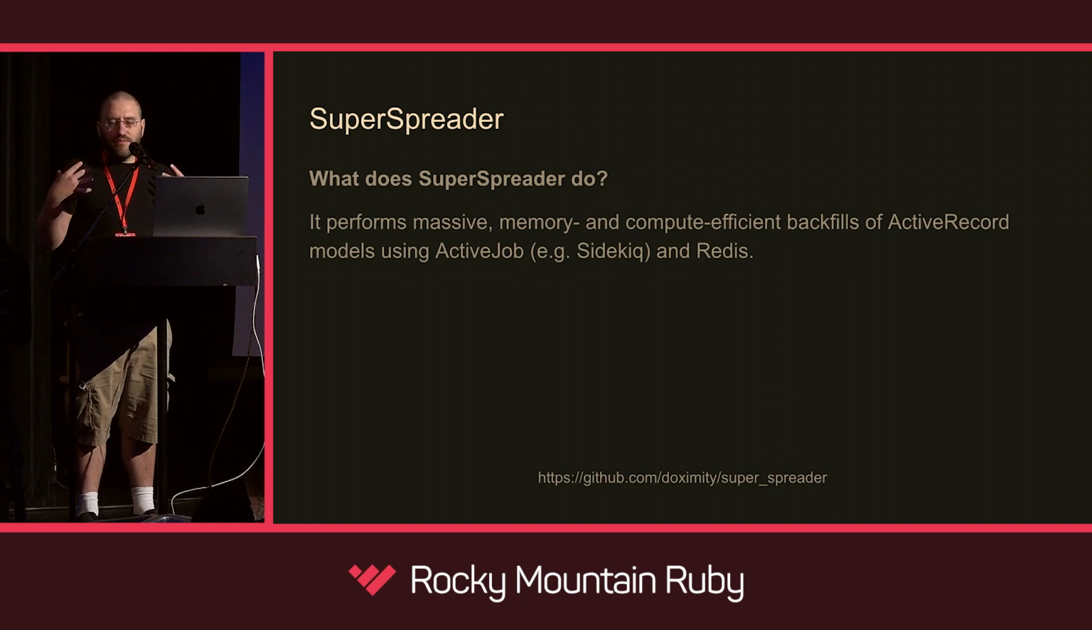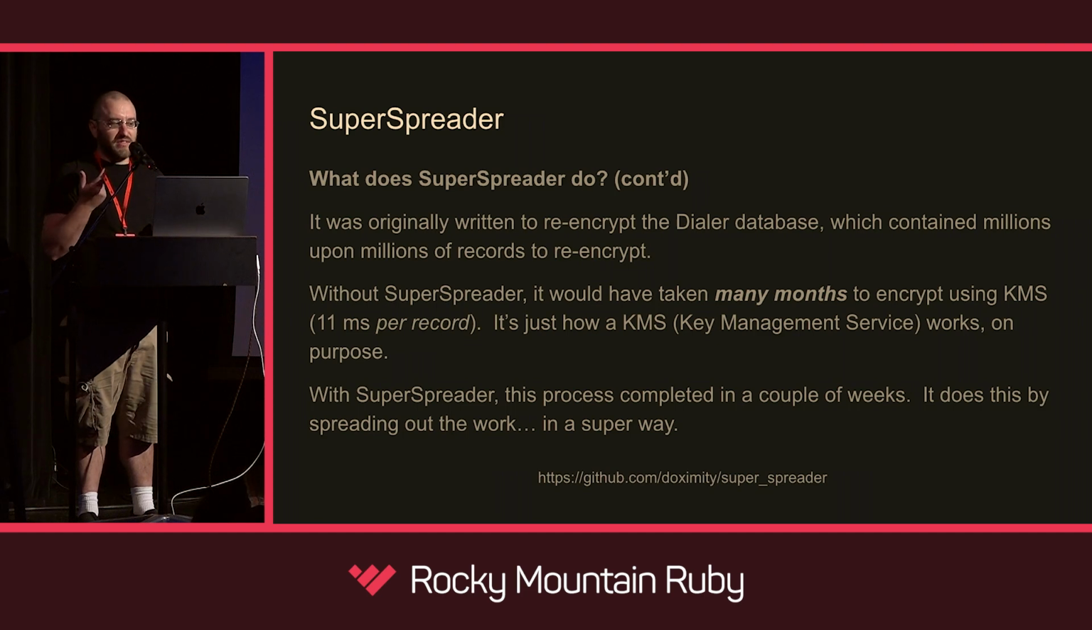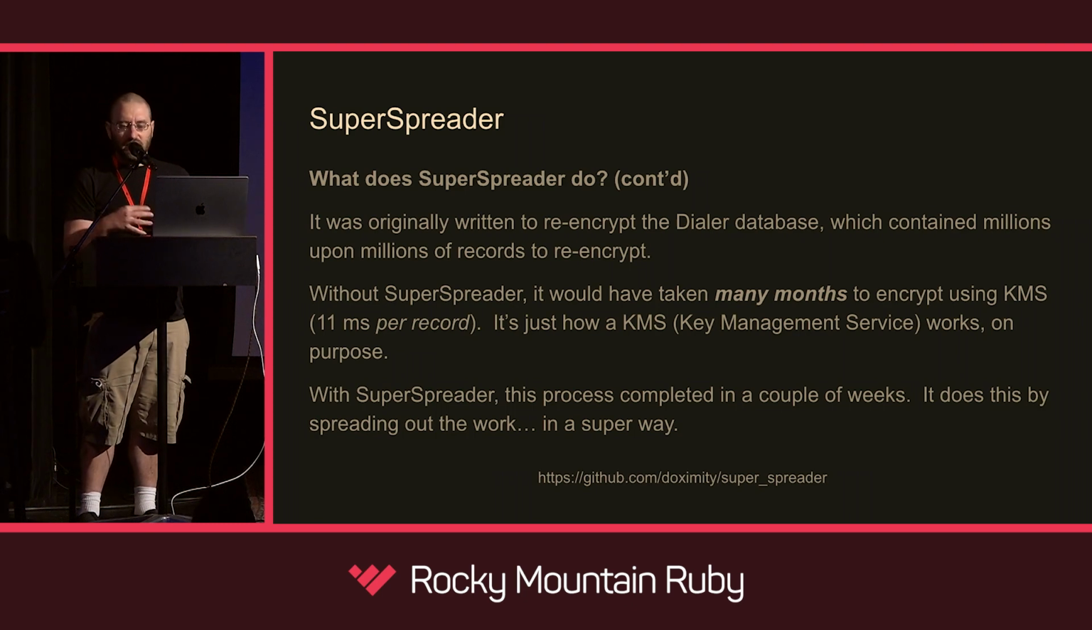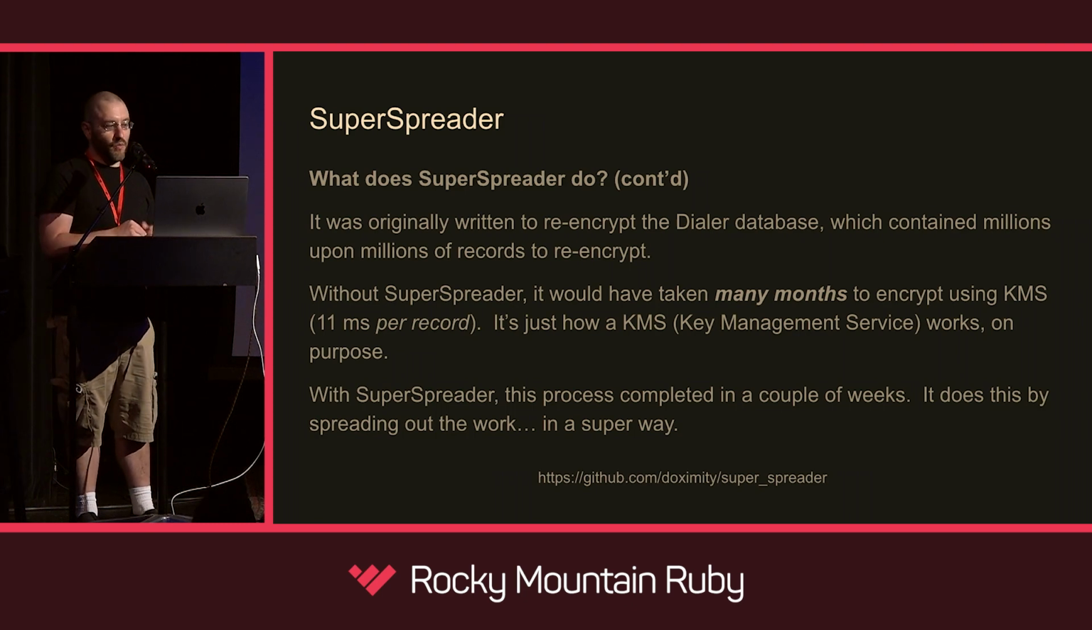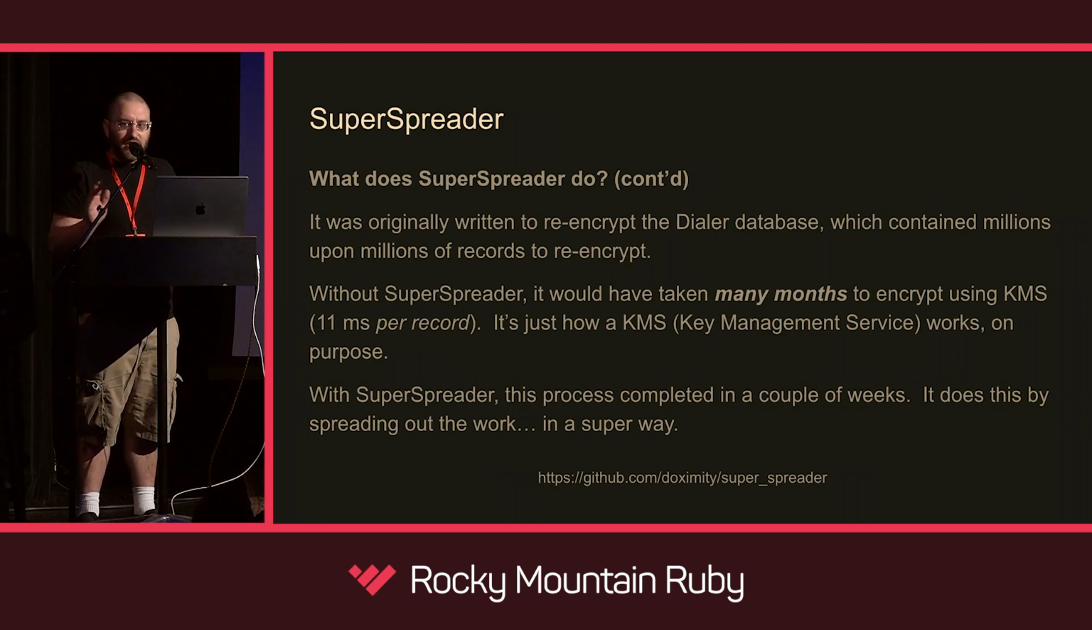So what does it do? It performs massive memory and compute-efficient backfills of Active Record models using Active Job, like Sidekiq or whatever you want to run it on, and Redis. It was originally written to re-encrypt the dialer database, which contained millions upon millions of records to re-encrypt. Without SuperSpreader, it would have taken many months to re-encrypt. Using KMS, it takes 11 milliseconds per record, which is just how a key management service works on purpose to guard access to the data. With SuperSpreader, it was able to complete in just a couple of weeks, and it spreads out the work in a super way.